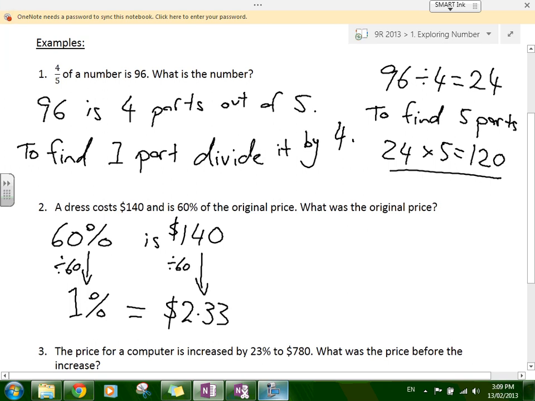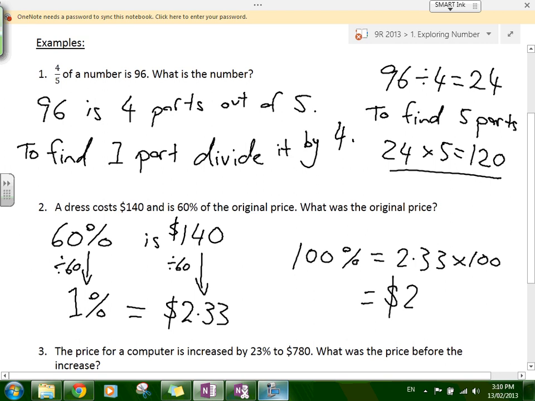So to go from 1% up to 100%, we have to times by 100. So 100% equals $2.33 times 100, which equals $233. And so that's my answer. So if the dress is $140, that is 60% of the original price. The original price is $233.